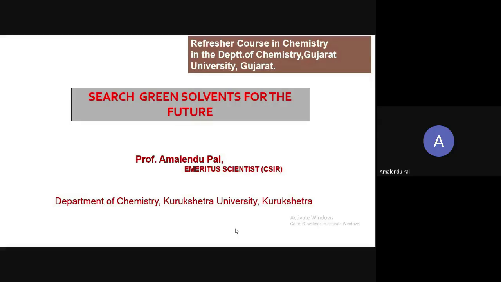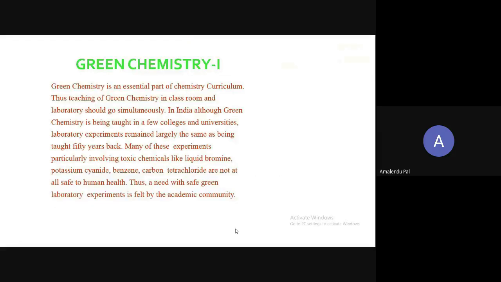That is necessary anyway. By definition, green chemistry is an essential part of the chemistry curriculum, and the teaching of green chemistry in the classroom and laboratory should go simultaneously. We have to teach in class, and we have to work in the laboratory in a green way. In India, although green chemistry is being taught in a few colleges and universities, not all, laboratory experiments remain largely the same as being taught 50 years back.